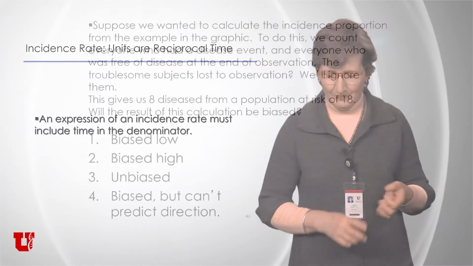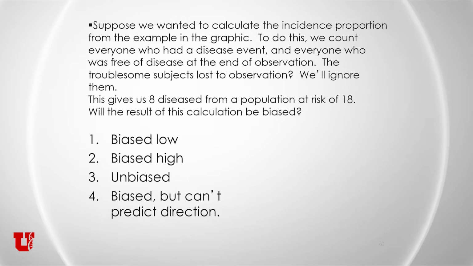per unit time. So if we said that annoying censoring and person time is too much of a nuisance, let's just try to calculate an incidence proportion from that graphic that we showed before, where some people were censored before they got to the end. So suppose we just counted everyone who had a disease event and everyone who was free of disease at the end of observation. What if we took those people who were lost to observation, who started in our population at risk, were lost at time 1, were lost at time 2, were censored? What if we just ignored them? Then we would say there were 8 diseased from a population at risk of 18.